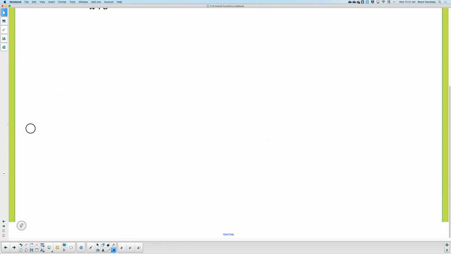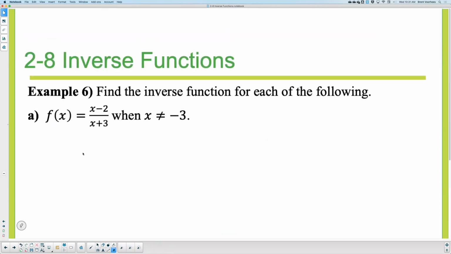Try that again. What's the first step you do when you solve for an inverse? Do the opposite of what function is showing. You switch x and y. So this is y equals f of x. So it becomes x equals y minus 2 over y plus 3.